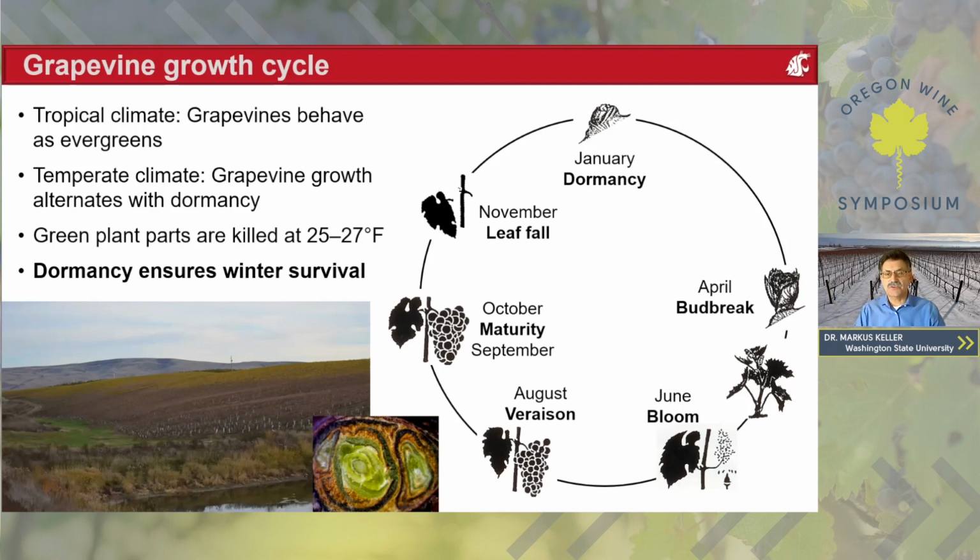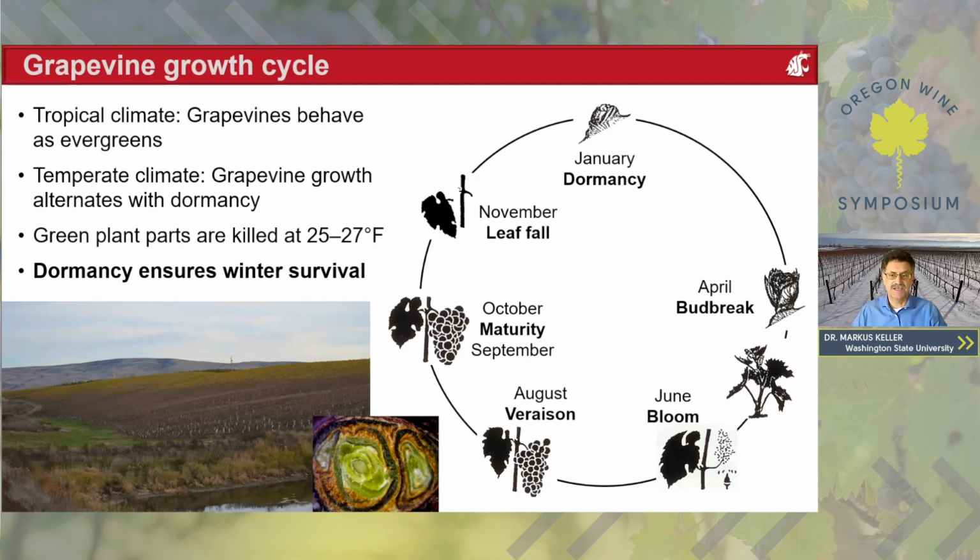And that's mostly because green plant parts, leaves, flowers, fruit, and so on are generally killed at about 25 to 27 degrees Fahrenheit. In other words, dormancy simply serves to ensure survival during the winter. The leaves have to be dropped off, the buds have to go dormant, the plant has to prepare for the winter so it can survive for the next growing season.